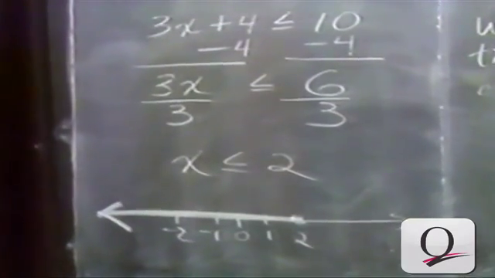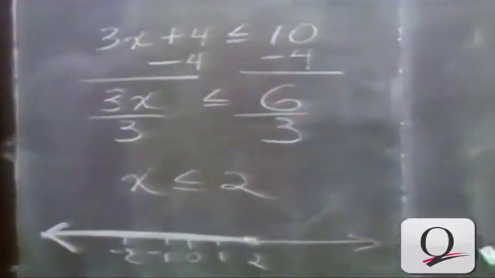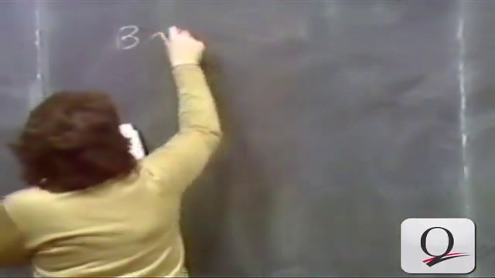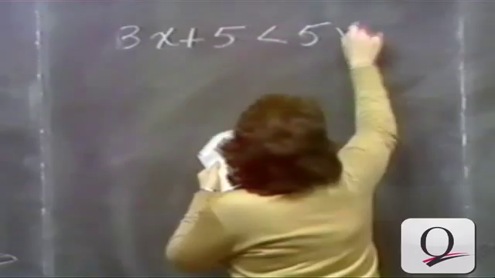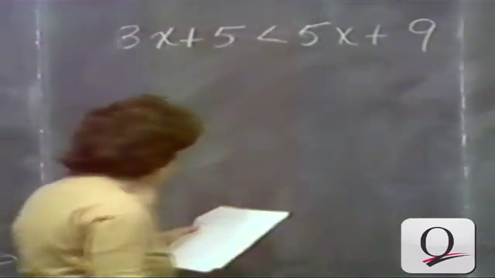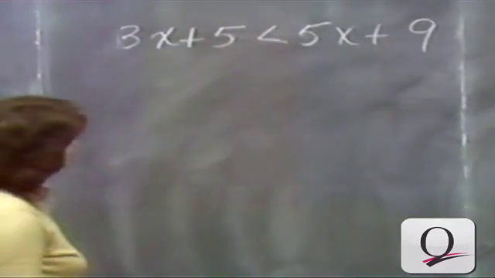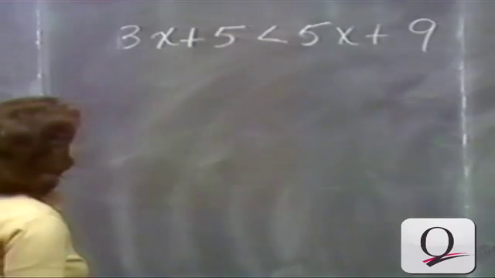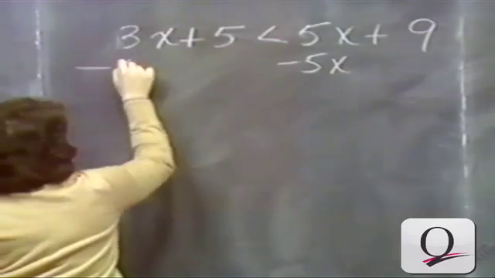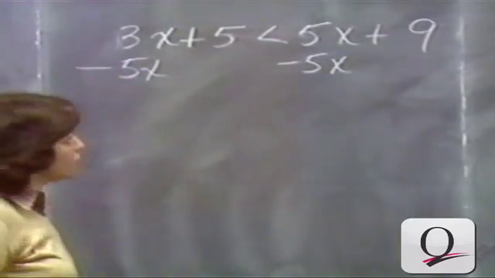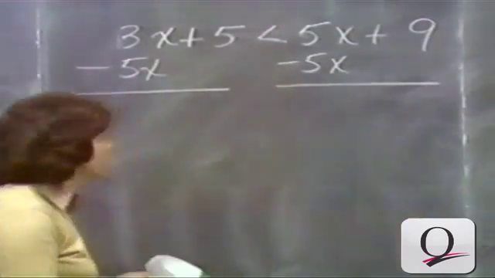Okay, let's try some more. 3x plus 5 is less than 5x plus 9. Now we want to isolate x. Let's start by, say, subtracting 5x from both sides of the inequality. Remember, that's perfectly acceptable. We are subtracting. That's fine. You're allowed to subtract the same quantity from both sides of an inequality.